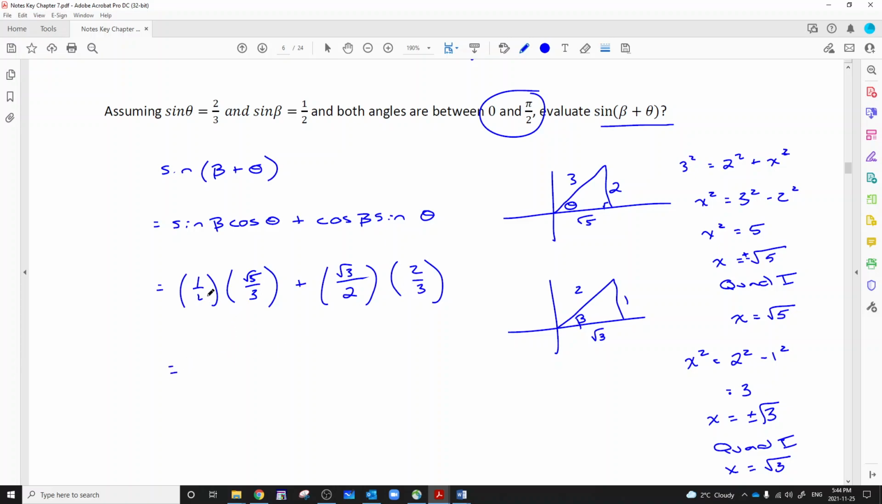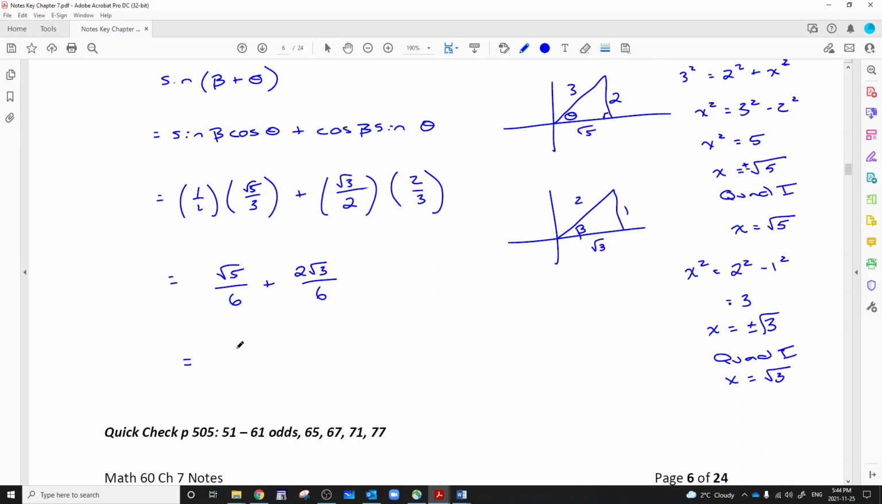And then we just simplify. So this is 1 times root 5, which is root 5 over 6, plus root 3 times 2 is 2 root 3. Oh, common denominators. They always end up this way, and it's lovely. Okay, you end up with root 5 plus 2 root 3 all over 6.